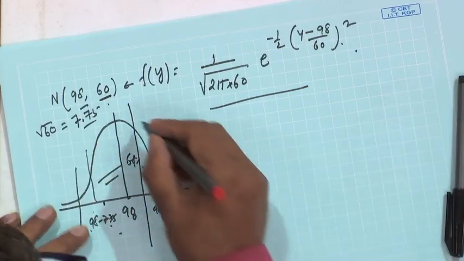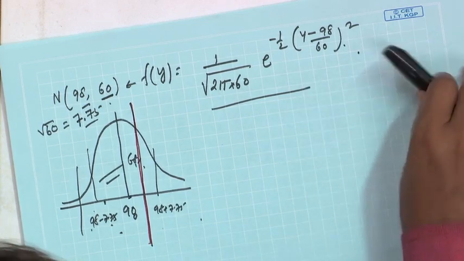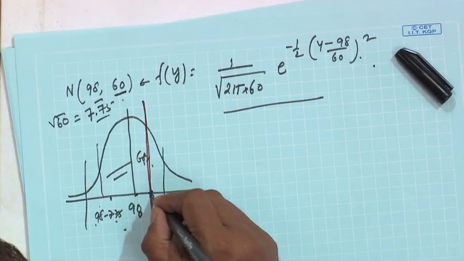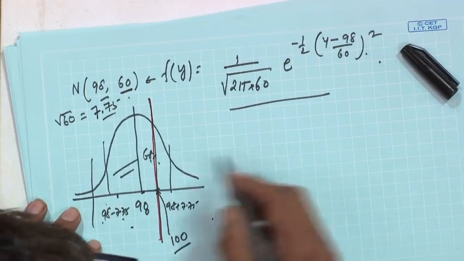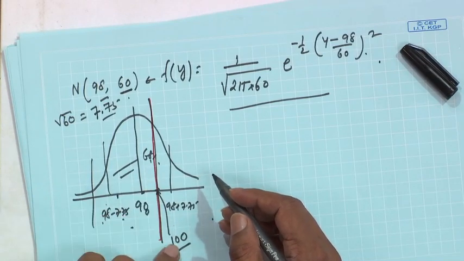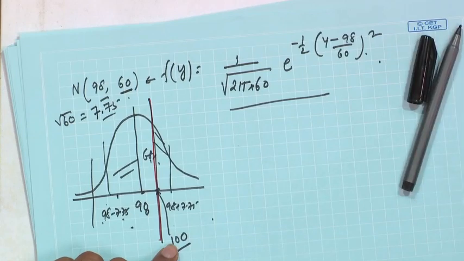Please don't think that the top one means the vertical axis; we are talking about this value only. Suppose this is 100. So, there can be two possibilities. Suppose you ask what is the probability that the y value exceeds 100, then you are interested in the probability of this side.